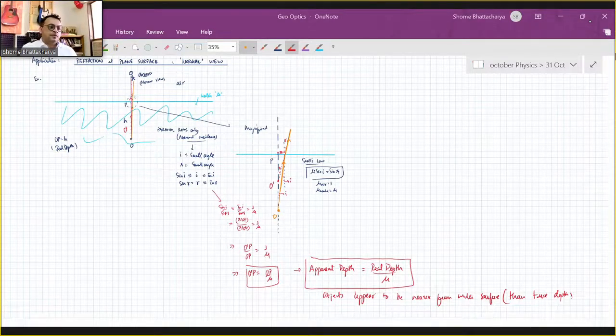So we start with the basic application, that is you're watching from air outside, with normal vision. The real depth of the object is, suppose, x, then the apparent depth is that O prime P. The object appears to be at the point O prime, and that apparent depth becomes real depth divided by mu. So it's less than the real depth.